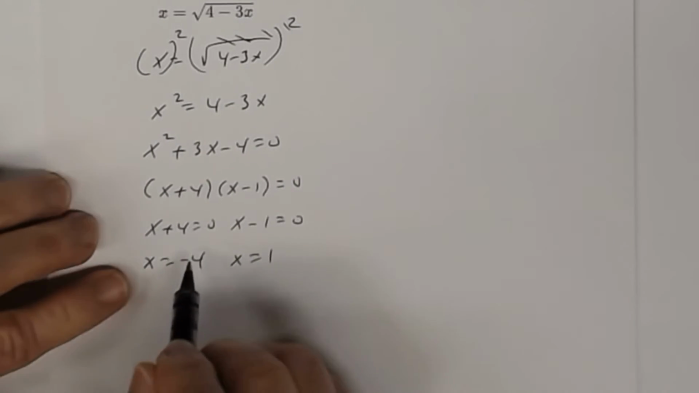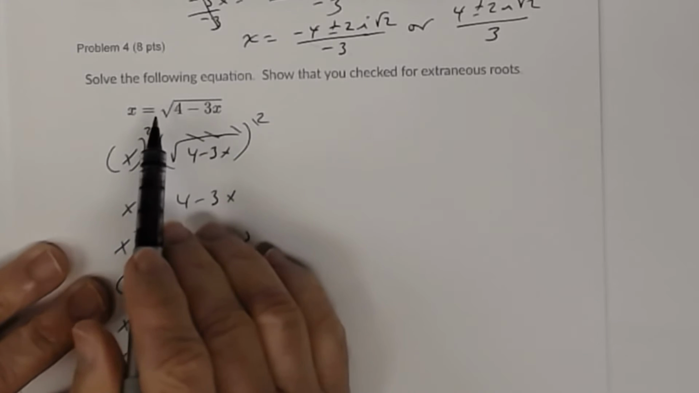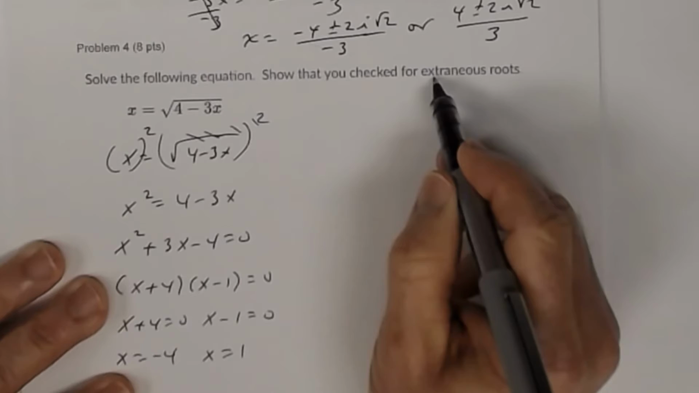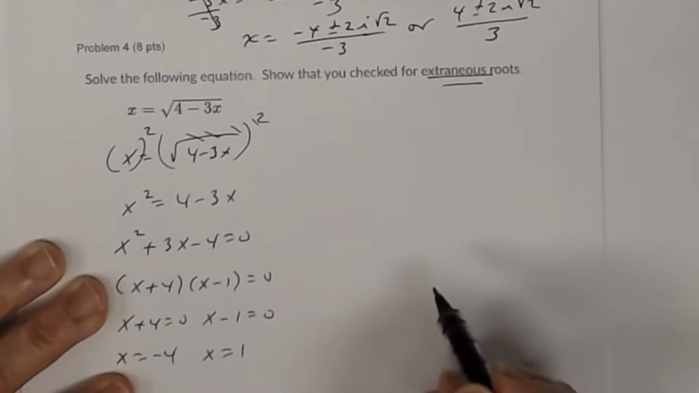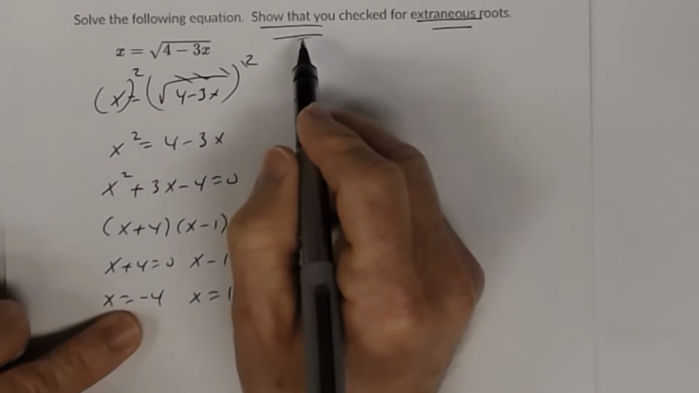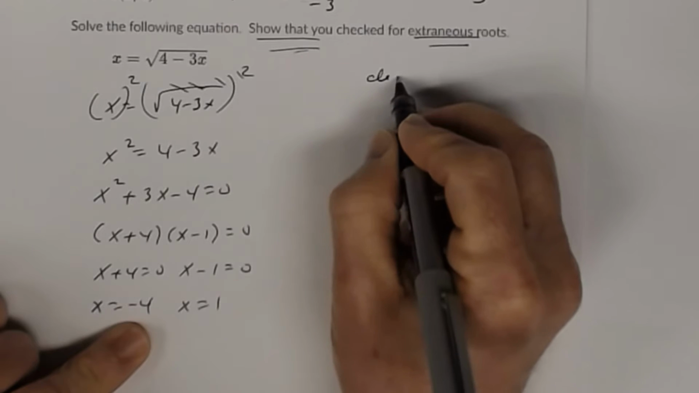Now remember, those are solutions to this quadratic equation, but they may not be solutions to the original. So whenever you raise both sides to an even power, you may introduce extraneous roots. So you've got to check for extraneous roots. And so it does say you must show that you checked for extraneous roots. So let's go ahead and check.